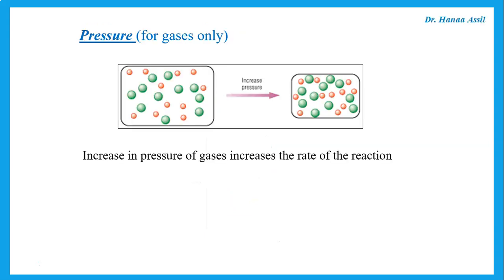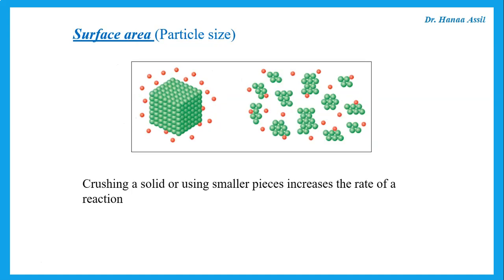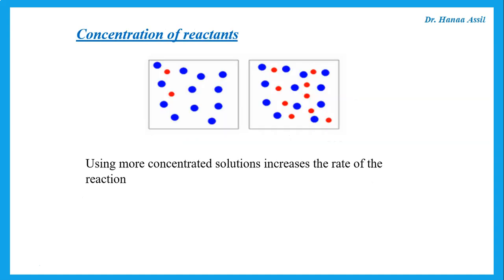Pressure. If I increase the pressure of a gas, and this applies only to gas, that means the particles are nearer to each other, more frequent collisions, so we increase the rate of the reaction. Also, if I repeat the experiment, but after crushing the solid or using powdered reactant, then this increases the rate. Of course, that's because we have larger surface area, so more collisions. Concentration of reactants. If I use a more concentrated acid, then the rate increases because we have more particles colliding at the same time.